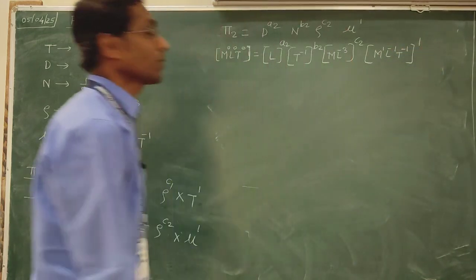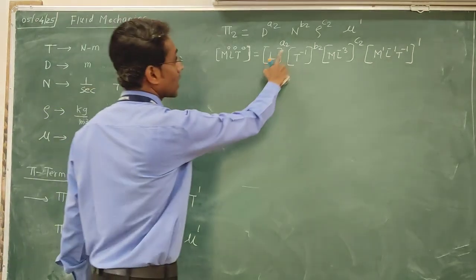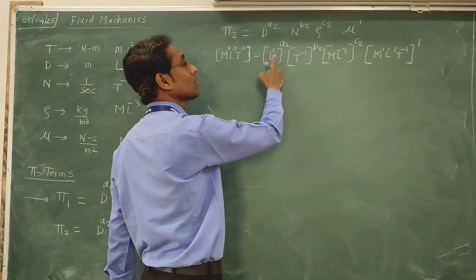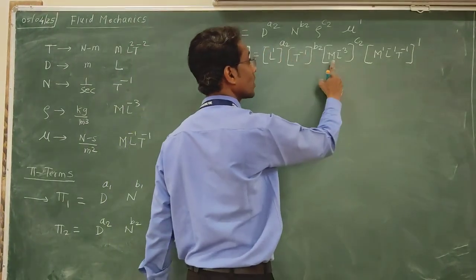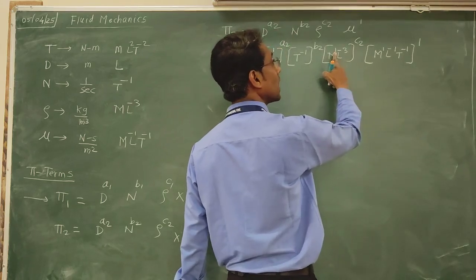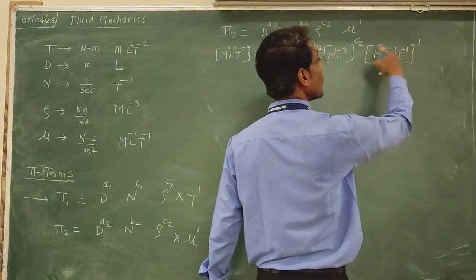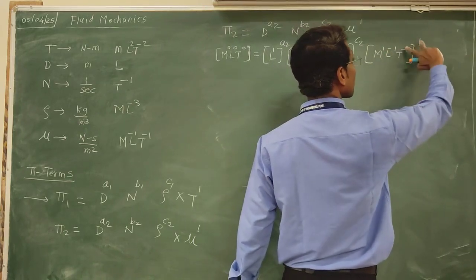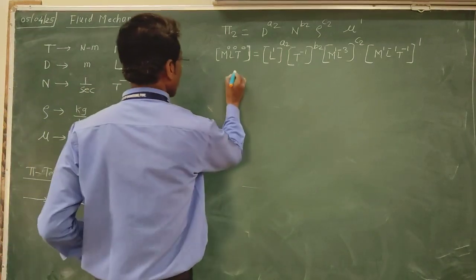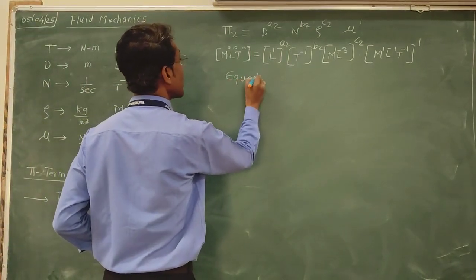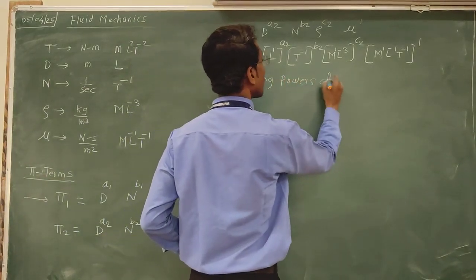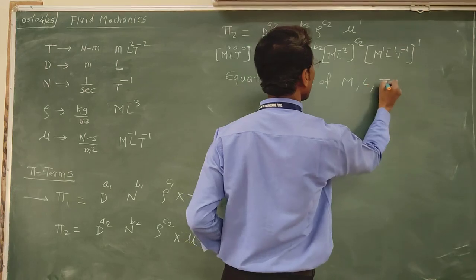Yes. So in this way we have written L raised to a2, and wherever there is nothing, it means L raised to 1, T raised to minus 1, M raised to 1. Wherever our exponent is not written, you consider it as 1, because we have to take the multiplication of exponents. Now we have to write 3 equations. How? By equating powers of M, L, T.